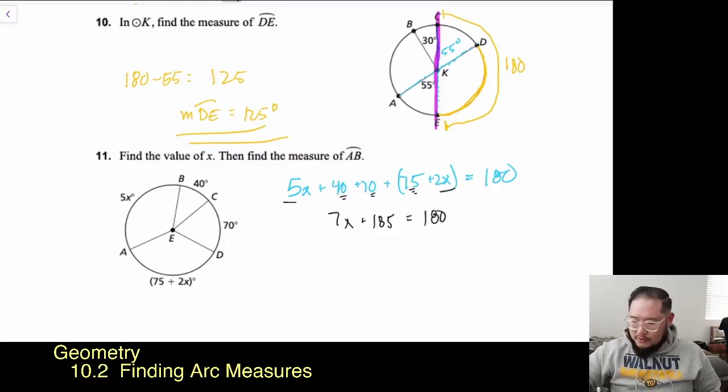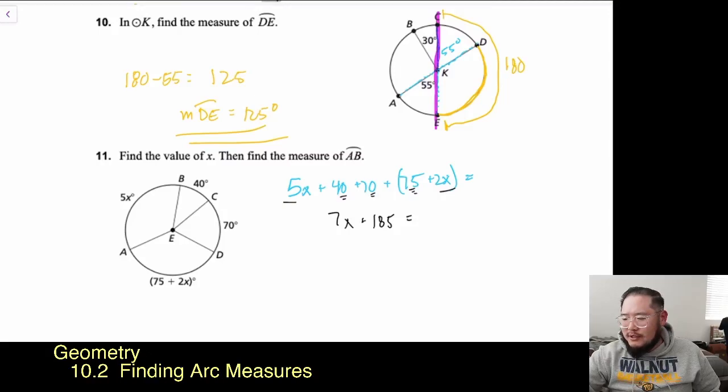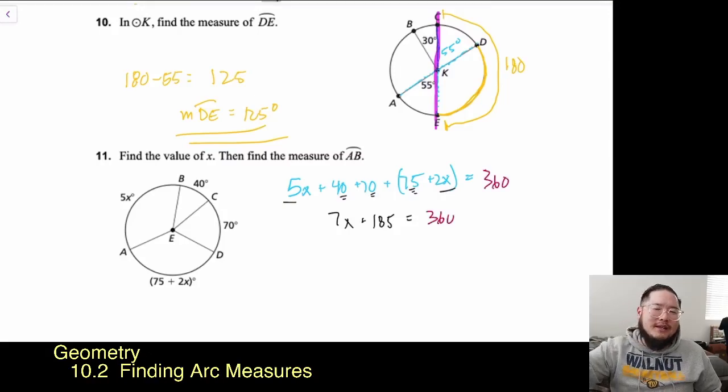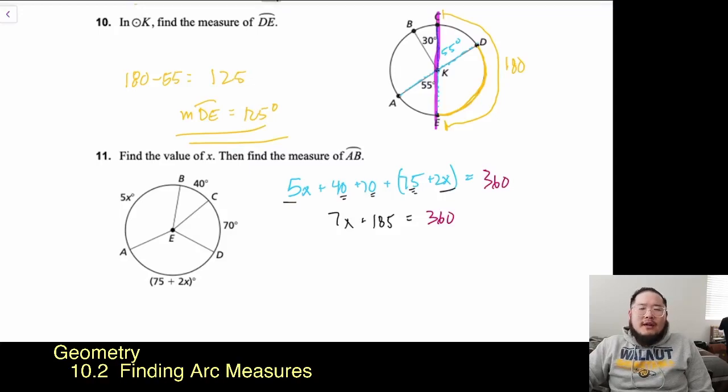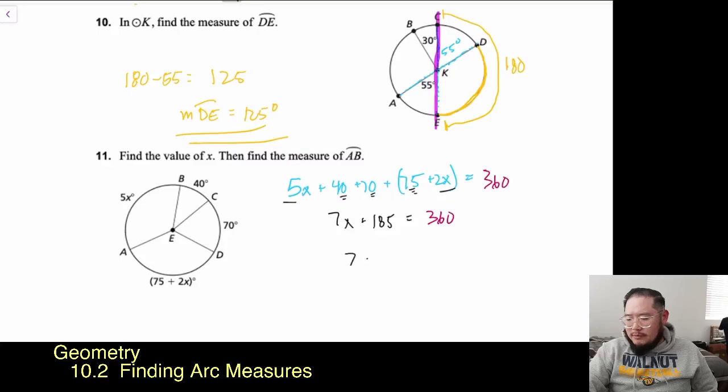Or, sorry, it's not equal to 180. It's equal to 360. I don't know what I was thinking. Must be tired again. So here we go. The entire circle is 360 because they gave me the entire, added up all of the arcs of the circle. So now, let's go ahead. We'll solve for x. We need to subtract 185 from both sides. And then so 360 minus 185 is 175.